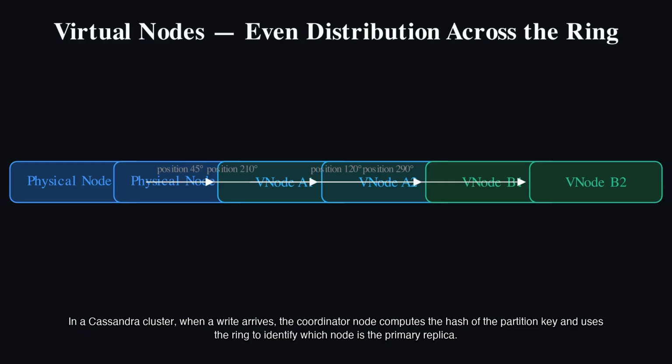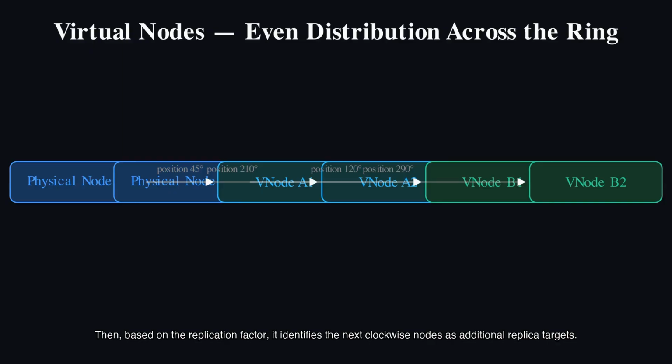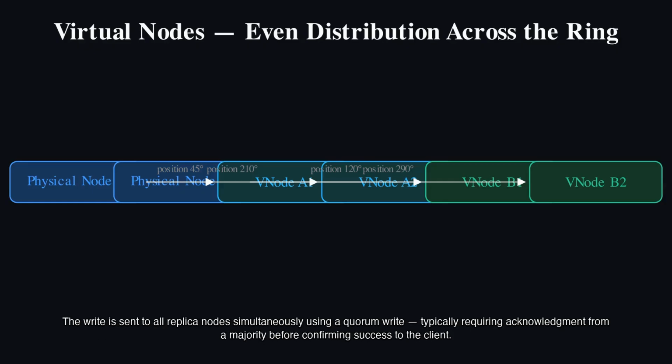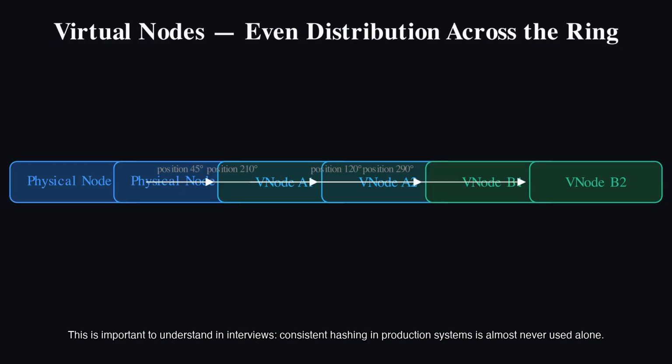In a Cassandra cluster, when a write arrives, the coordinator node computes the hash of the partition key and uses the ring to identify which node is the primary replica. Then, based on the replication factor, it identifies the next clockwise nodes as additional replica targets. The write is sent to all replica nodes simultaneously using a quorum write, typically requiring acknowledgement from a majority before confirming success to the client. This is important to understand in interviews.